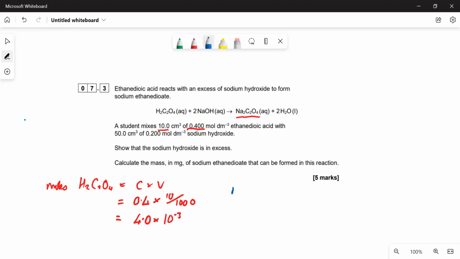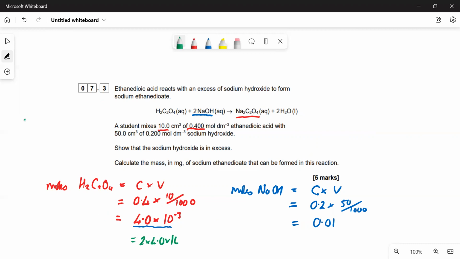Let's work out the moles of NaOH now. Remember, we're going to need double the moles of NaOH, because it's 2 moles of NaOH per mole of ethanedioic acid. We need at least double that in order to be in excess. So that's concentration times volume as well. The concentration is 0.2, and the volume is 50 cm³. That is equal to 0.01. Now, the amount that you would need would be 2 times 4.0 times 10 to the minus 3, which is equal to 0.008. We've got quite a bit more than that, so the sodium hydroxide is in excess.